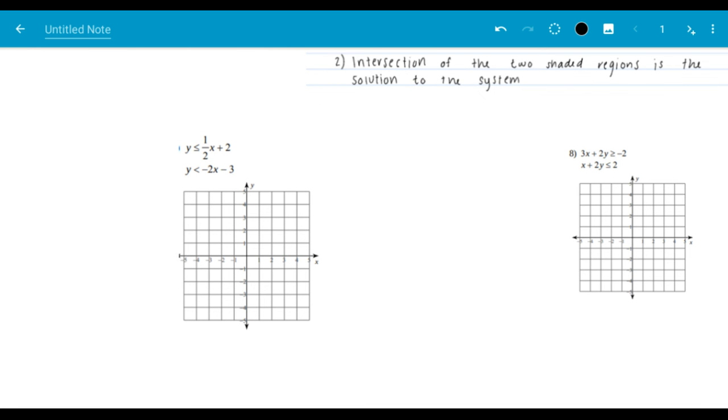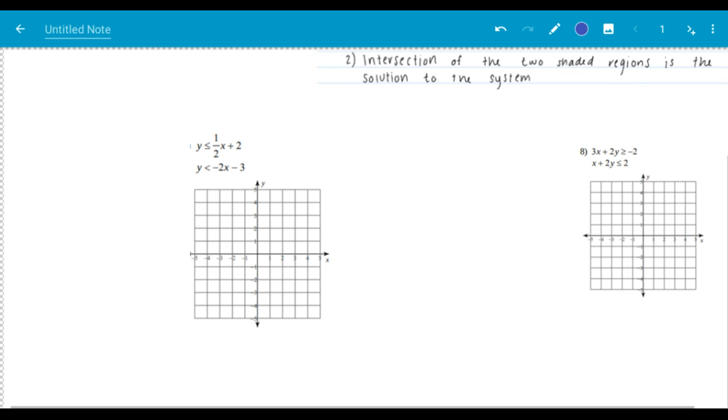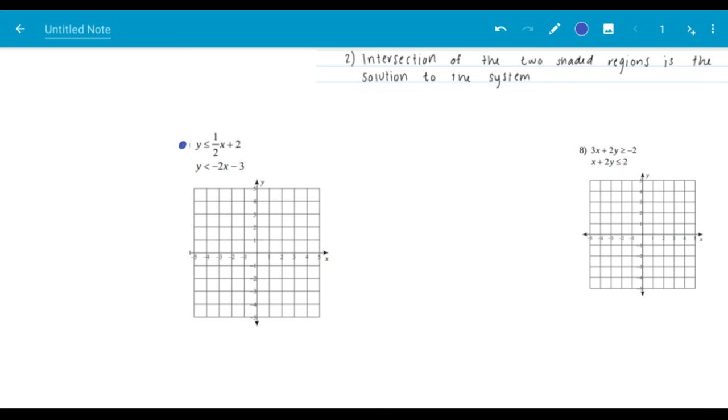So we have the system of equations: y is less than or equal to 1/2 x plus 2, and then y is less than negative 2x minus 3. I'm going to start off with just one color, and I'm going to graph this linear inequality on this coordinate plane. Now remember, there are some nuances when we're graphing linear inequalities. If I have a less than or equal to, or a greater than or equal to, this is going to be a solid line. If I have a less than or greater than, it's going to be dashed. So for this first one, we are going to have a solid line.